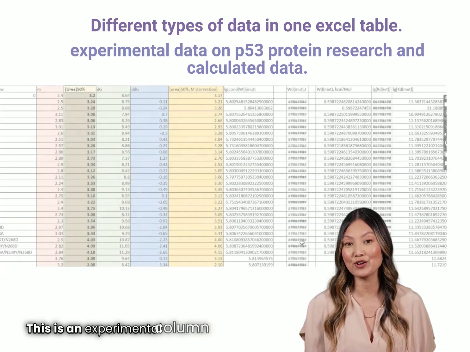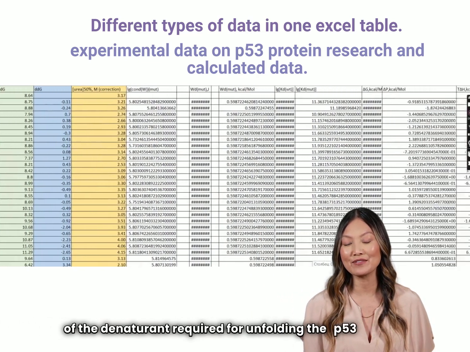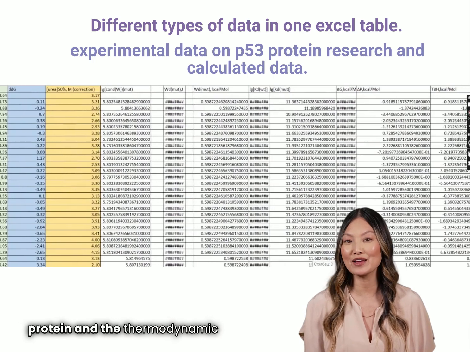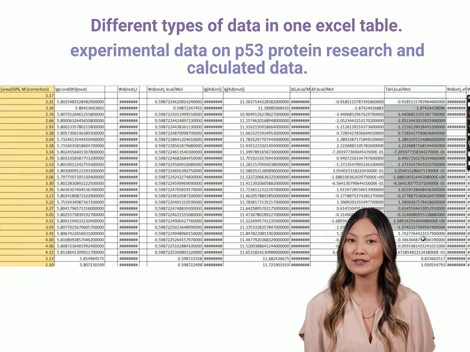This is an experimental column containing the concentration of the denaturant required for unfolding the p53 protein, and thermodynamic parameters, their change in entropy, and the measure of stability.